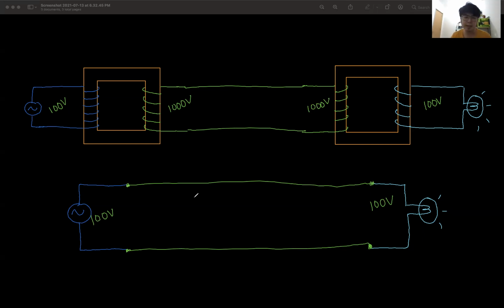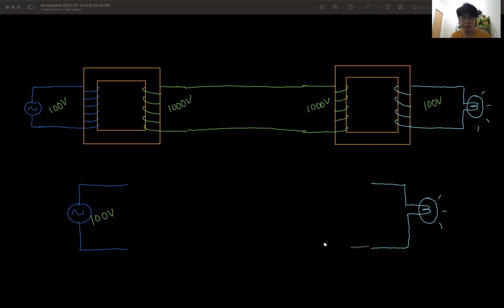This is better than the bottom one. Okay, let's see why. Now, let me erase this first. Here, let's look at the right.